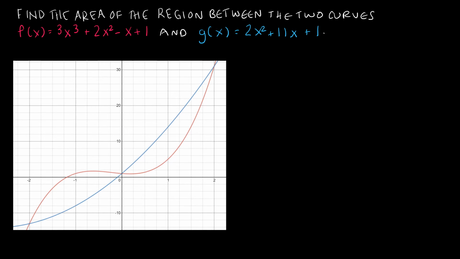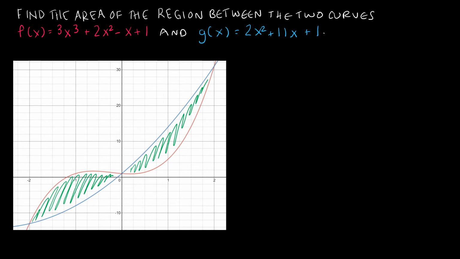Let's take a look now at a more difficult example. I'm trying to find the area of a region between the two curves of f of x equals 3x cubed plus 2x squared minus x plus 1, which is the one graphed in red, and g of x equals 2x squared plus 11x plus 1, which is the one graphed in blue. As I can see, the region between the two curves consists of this region and this region.